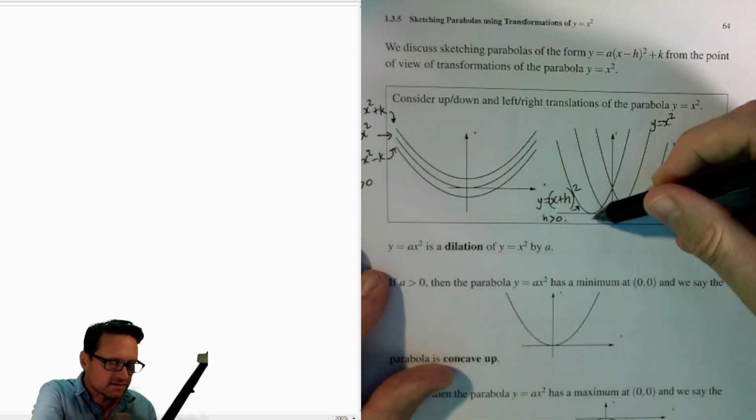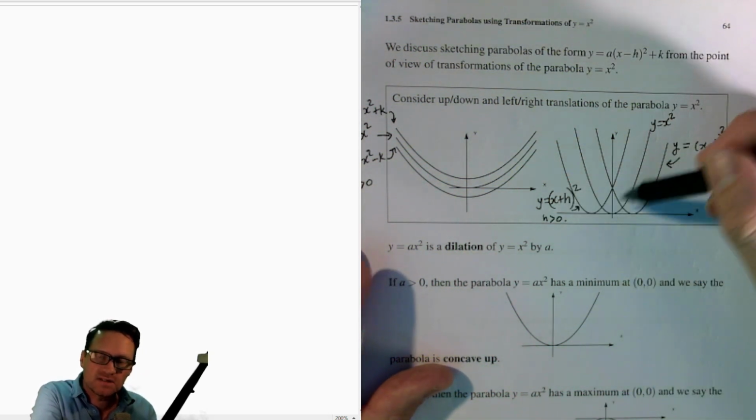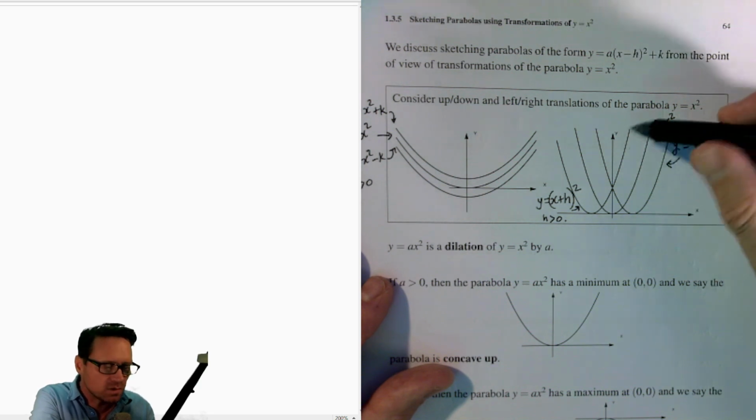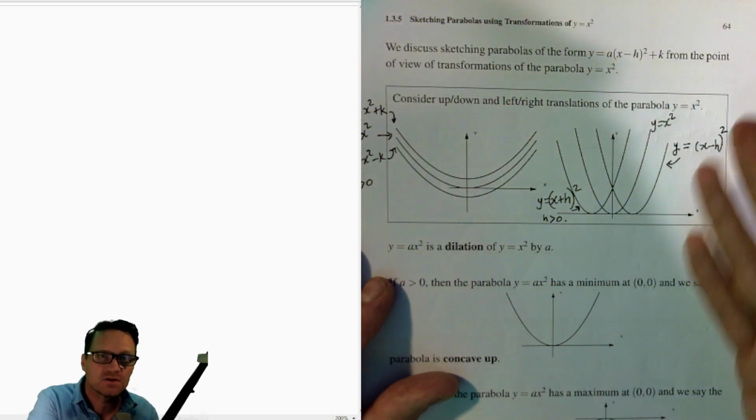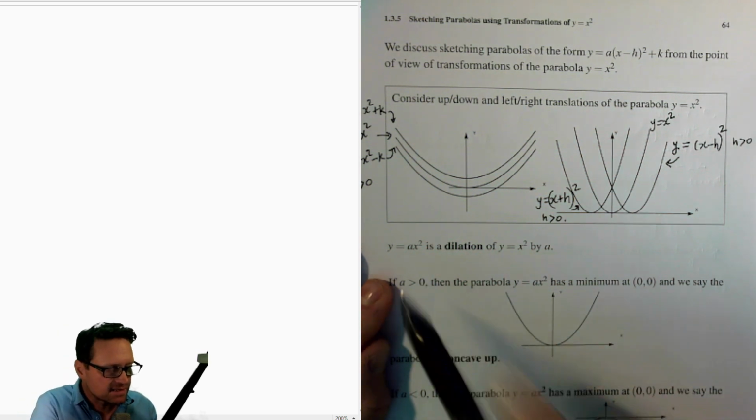Okay, remember its axis of symmetry would then be x plus h equals 0, which is x equals minus h. And I hesitate to draw those axes of symmetry on there, but if it helps you, you draw those. All right, so next, let's consider dilations.